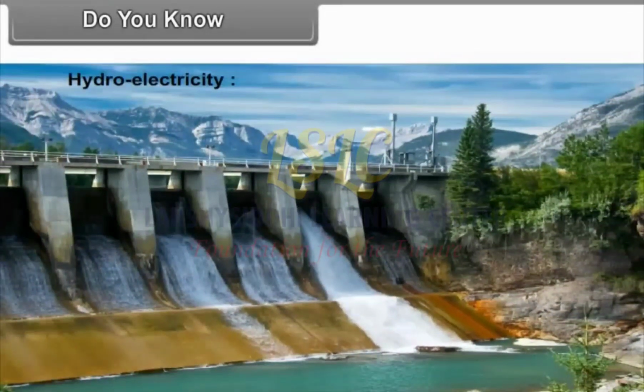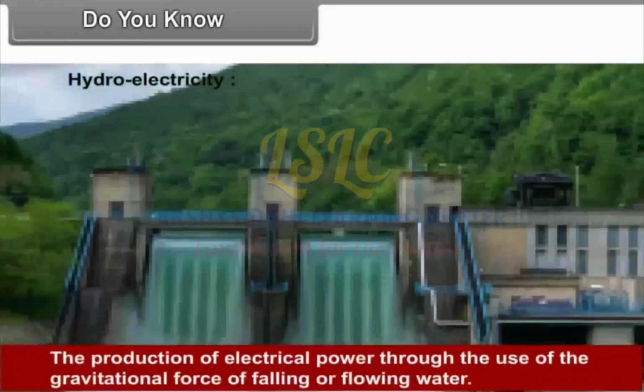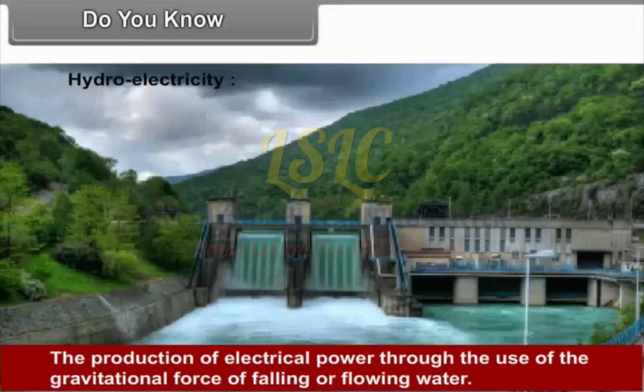Hydroelectricity. Electricity generated by hydropower, the production of electrical power through the use of the gravitational force of falling or flowing river.